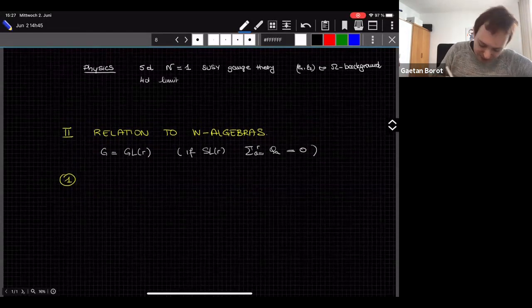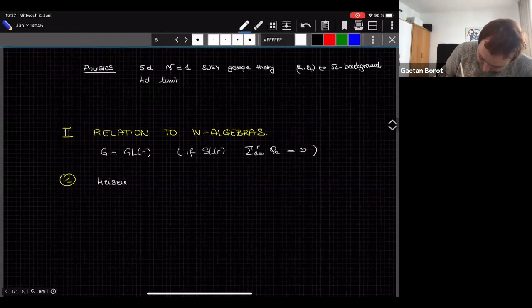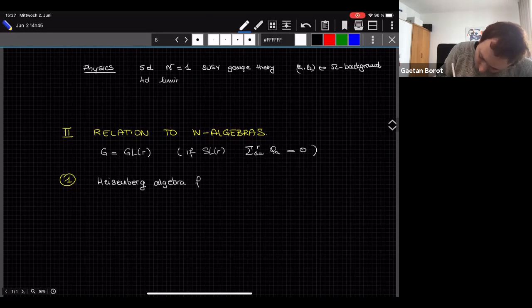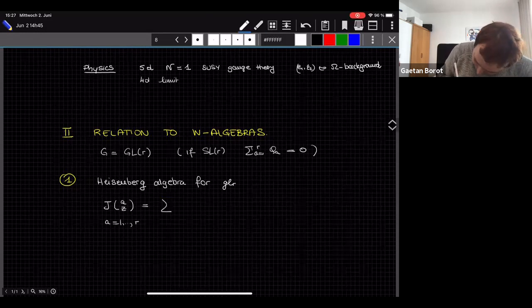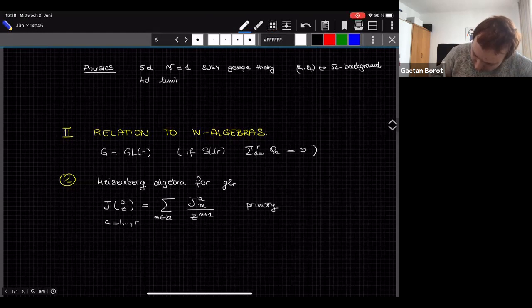So to talk about W algebras, I need first to introduce the Heisenberg algebra, or it's called sometimes the free boson algebra, for the Lie algebra GL_R. So this has fields indexed by 1 to R, that correspond to the simple roots of GL_R. And these fields have such an expansion. So that's the primary fields. This Heisenberg algebra is actually a VOA generated by those fields.